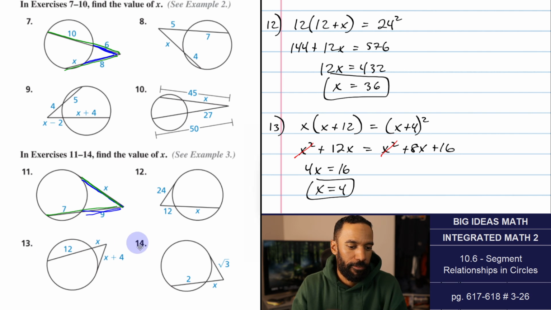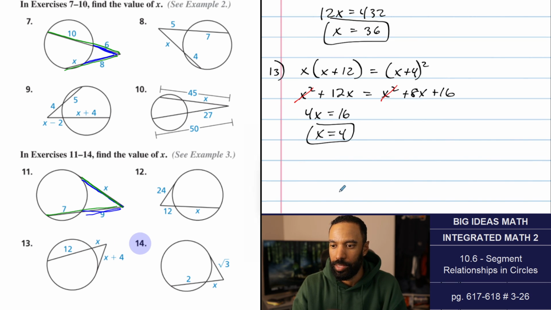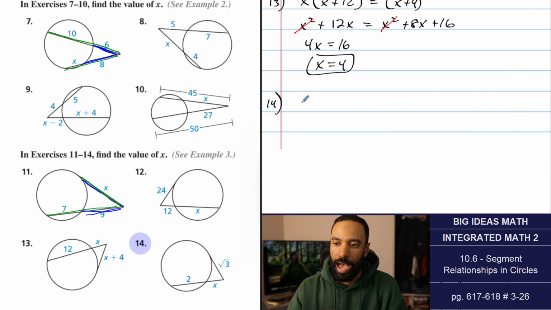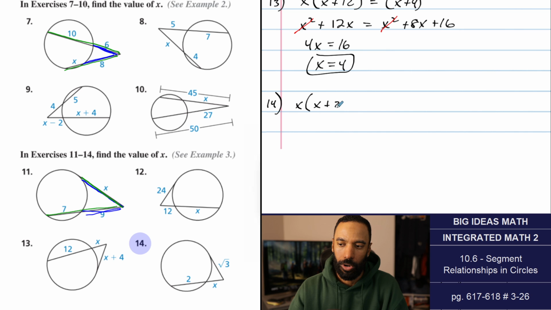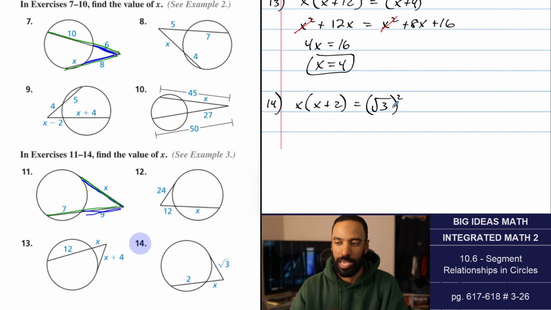And the last one, number 14, not the last problem in the set, but the last one in this part. Number 14, we get outside times whole equals outside times whole, or something times itself. Root 3 squared is 3. So we get x squared plus 2x equals 3.